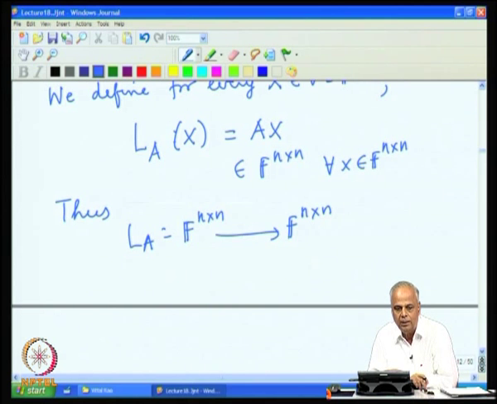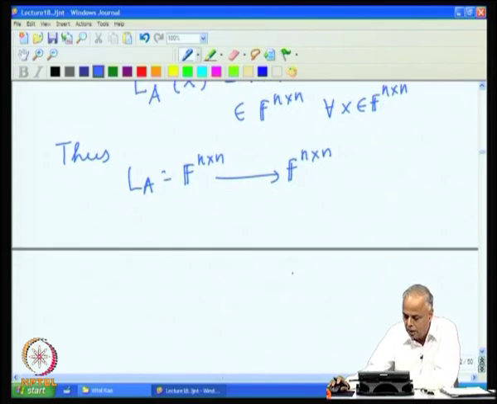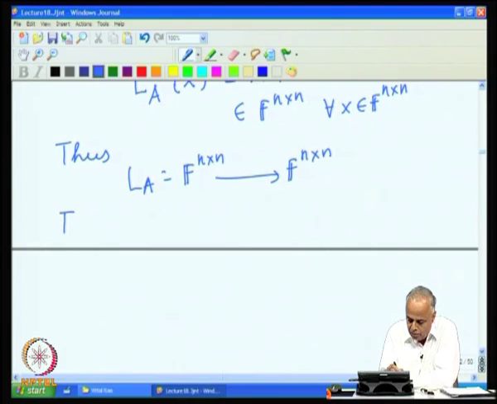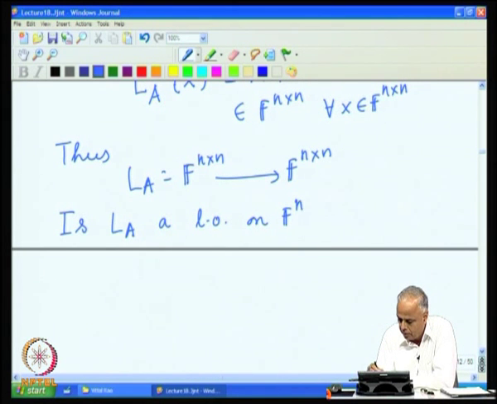By pre-multiplying the matrix X by A, we are hiding the original matrix A and disguising it as a new matrix LA of X. So, thus we have a transformation from Fn to Fn. The moment you have a transformation between two vector spaces, we always ask whether it is a linear transformation. In particular, if you have a transformation from a vector space into itself, we ask whether it is a linear operator. So, is LA a linear operator on Fn cross n?